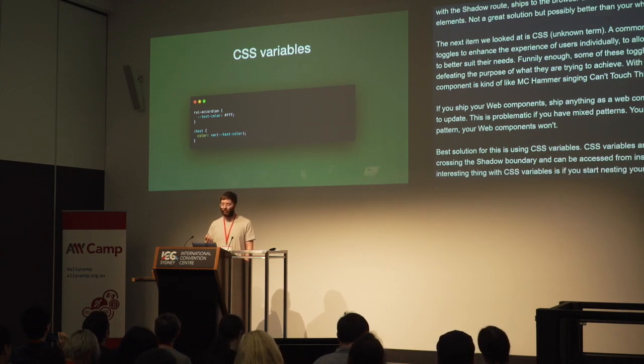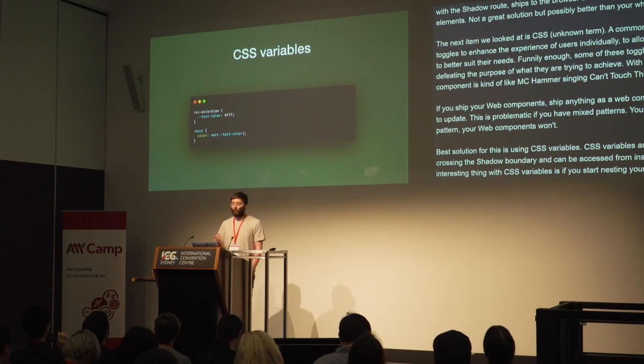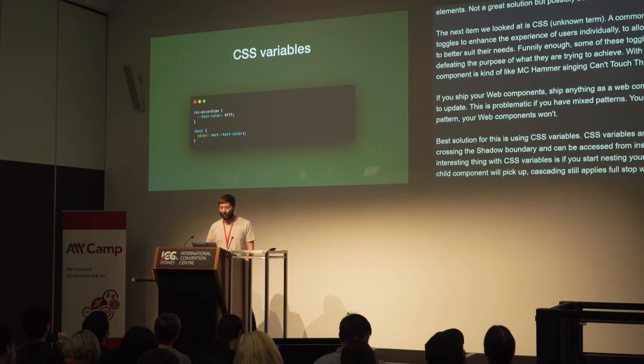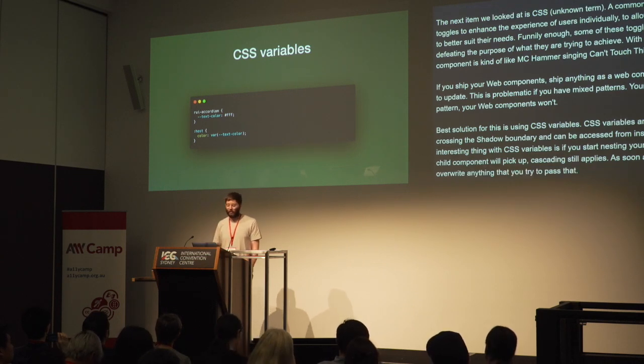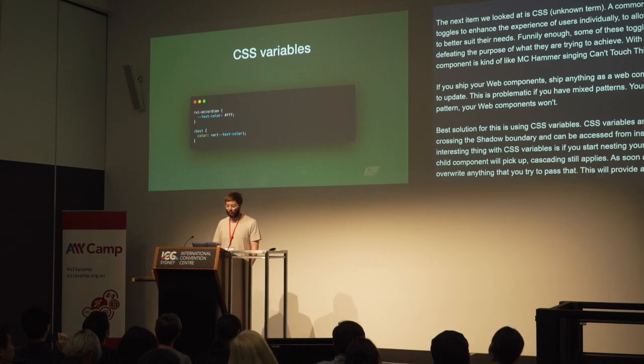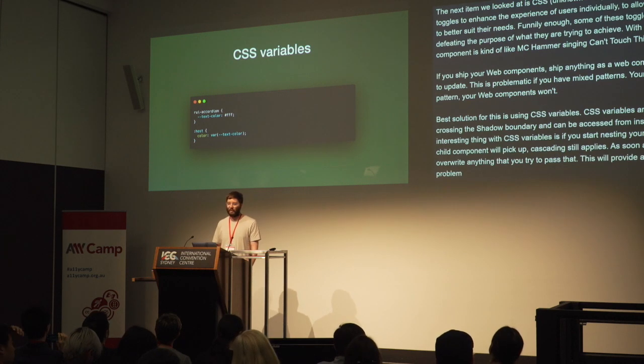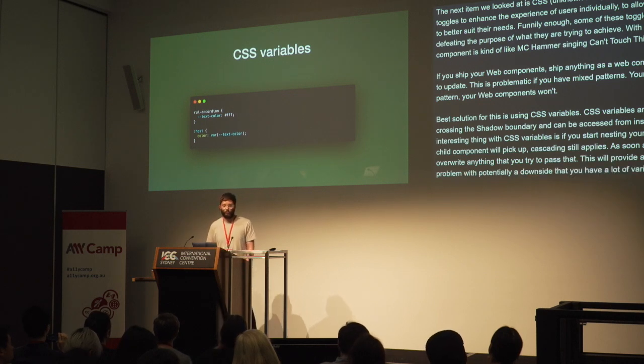So cascading still applies, with the exception that any CSS set by your web component itself is considered the user agent style sheet. So as soon as you set a global variable, it will automatically override anything that your component will try to pass down. But they still provide a great solution to overcome this problem, with potentially the downside that you have a lot of variables on your page to fully control things in your components.